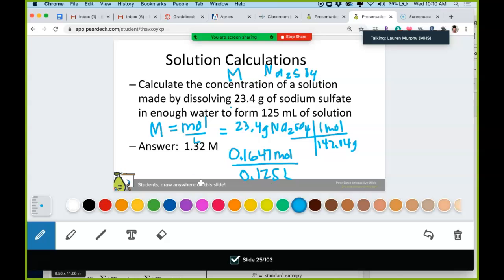I just put it in my calculator. Excuse me. So you get 1.3179 something something something. Well, this is 3 sig figs and this is 3 sig figs, so your answer is going to be 3 sig figs. The 7 can absolutely round that up. So you get a 1.32 molar solution of sodium sulfate.